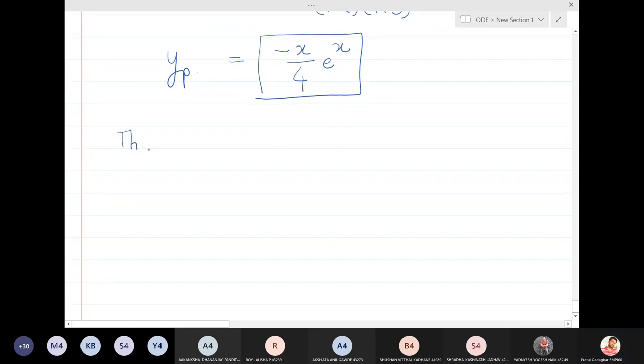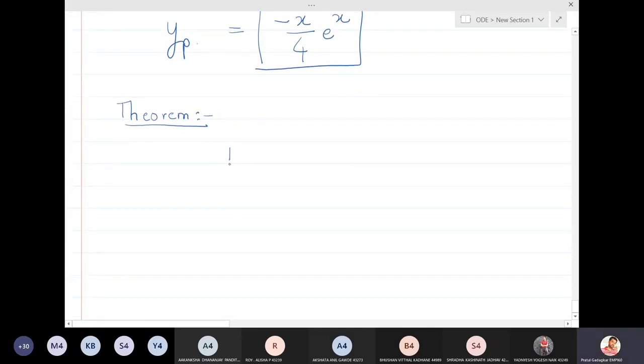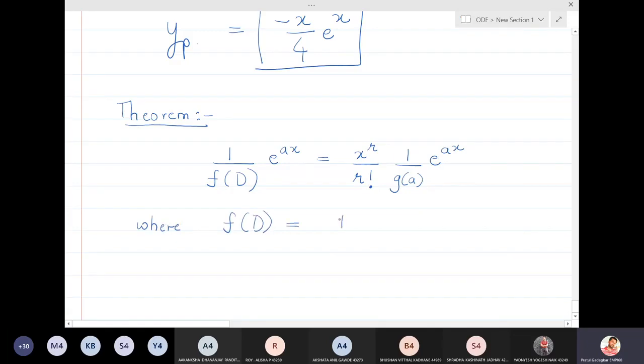Write a theorem now. 1 upon f(D) e^(ax) is equal to x^r upon r factorial times 1 upon g(a) e^(ax), where f(t) is equal to (t minus a)^r g(t). Here r is a natural number, and the factor should come at least once.